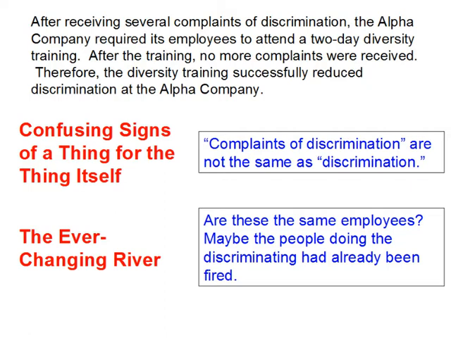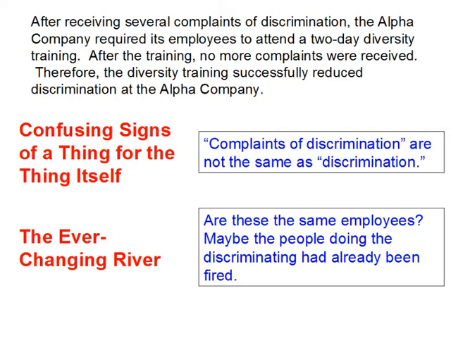So perhaps the troublemakers, maybe there was only one person, and everyone was complaining about that one person. That one person got fired and they had the training. And really, they didn't need the training. Just that one person getting fired could have lowered or reduced the discrimination. And the training just happened to be there.